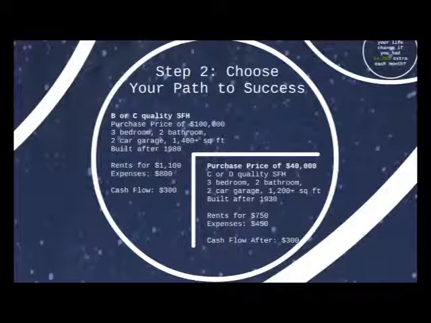And so these numbers are completely doable. I know some people might say, hey, well, you can't find a house for $40,000, especially if you're living in California, or you can't find one for $100,000. I beg to differ. There are many, many places in the nation that you can find properties at this price that can rent for this.